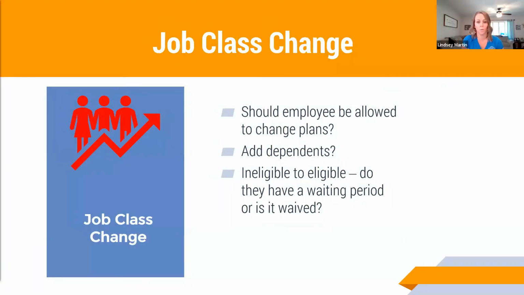So some important things to know when you do a job class change is understanding what you as an employer are going to allow to happen when the employee does do a job class change. Can they change plans? Can they go from one medical plan to the other medical plan? Can they add dependents now that they have been given a new job class? When they go from ineligible to eligible, do they have a new waiting period? Or if they've worked there for 5 years, have they already been through the waiting period and they get to go ahead and start coverage immediately? There's lots of different things that as an employer, you just have to let us know how you would like that configured so we can make sure that it is set up correctly on here.